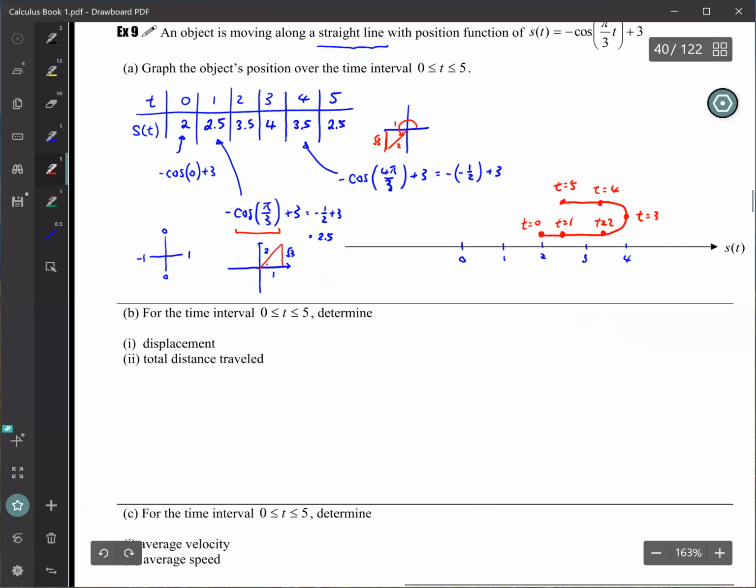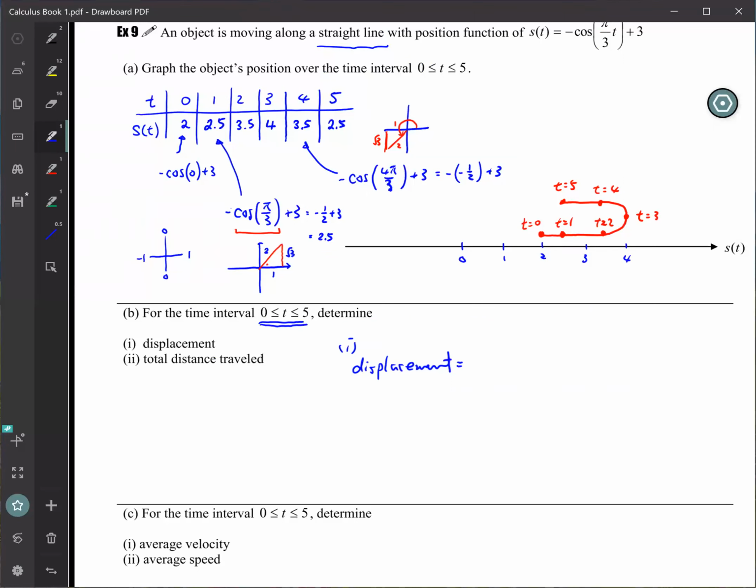Now we got a graph, right? So we have to differentiate the two terms here. One is the displacement, one is the total distance traveled, okay? So make sure you got these two clarified, right? Displacement, what's the definition? How do we find displacement over this interval? The final position minus the initial one. Yeah, very good. So you just focus on the beginning and the final, right?